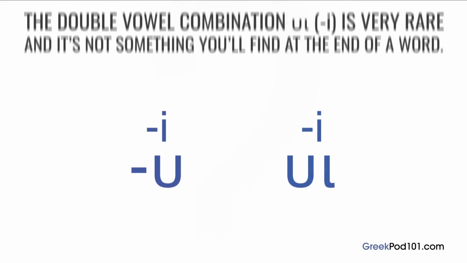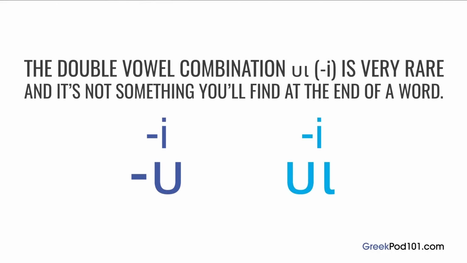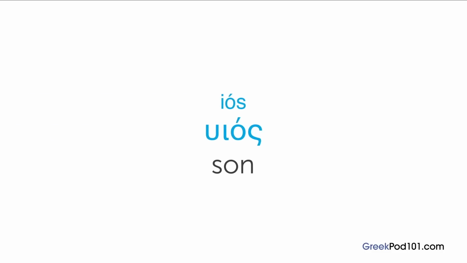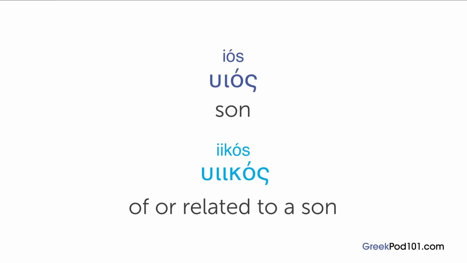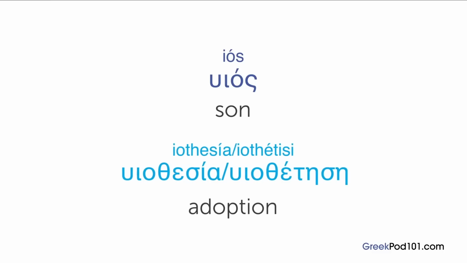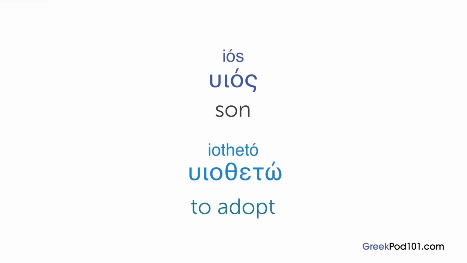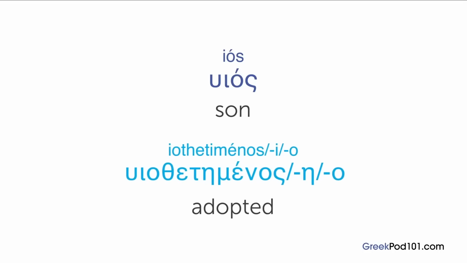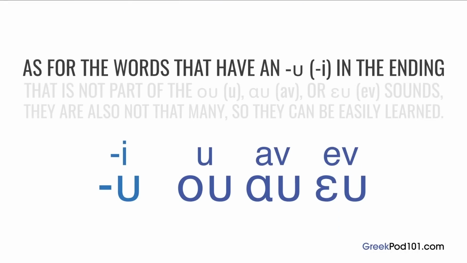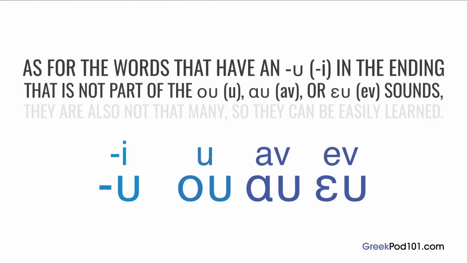Following up, what about epsilon and epsilon iota? The double vowel combination epsilon iota is very rare, and it's not something you'll find at the end of a word. It's only used in the word ios, meaning son, and its derivatives. For example, iikos, of or related to a son, υιοθεσία or υιοθέτηση, adoption, υιοθετώ, to adopt, and υιοθετημένος, υιοθετημένη, υιοθετημένο, adopted.